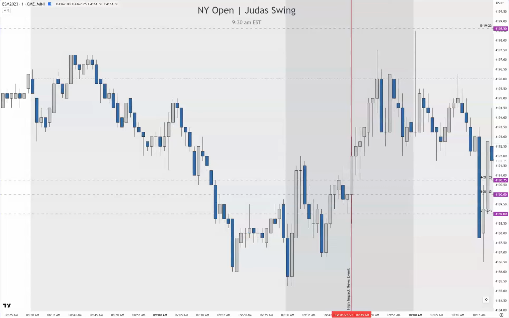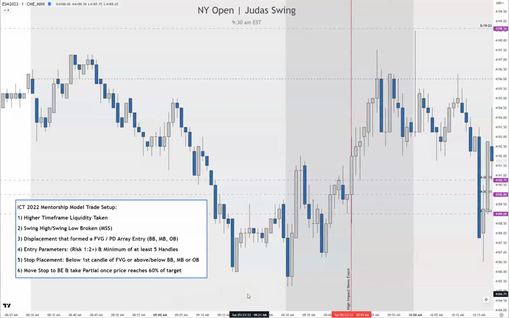So what I want to do is go over my rules. I trade the 2022 ICT mentorship model. So I'm looking for a higher time frame liquidity to be taken. I need a higher swing high or swing low to be broken for a market structure shift. Looking for displacement that formed a fair value gap or a PD array entry, like a breaker block, mitigation block, order block. Entry parameters, I'm looking for a 1 to 2 risk to reward ratio and a minimum of at least 5 handles. Stop placement below the first candle of the fair value gap, or above or below the breaker block, mitigation block, or order block. I can move the stop to break even and take partials once price reaches the target of 60%.